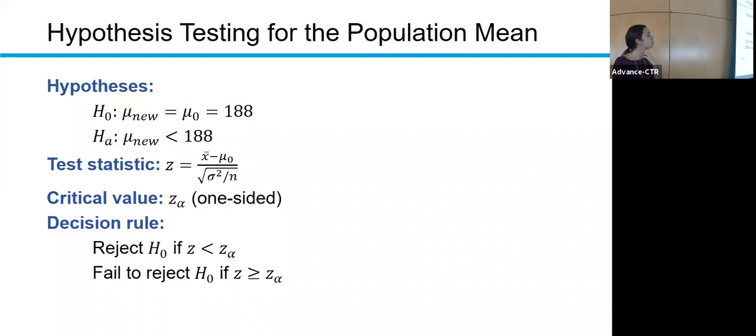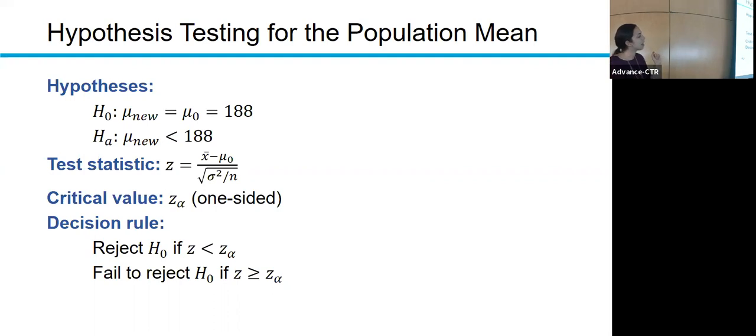The decision rule for this one-sided test is that we're going to reject H naught, the null, if our test statistic is less than the critical value, and we're going to fail to reject the null if the test statistic is greater than or equal to the critical value.